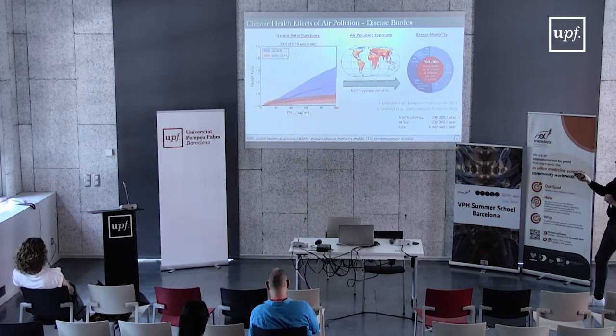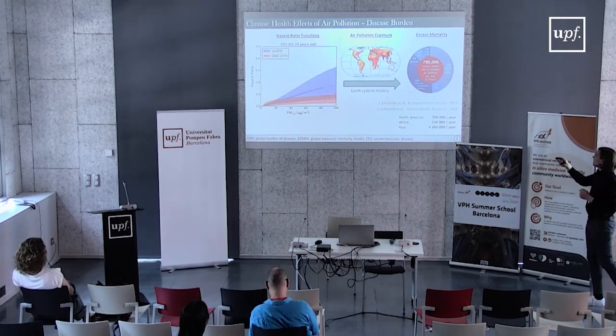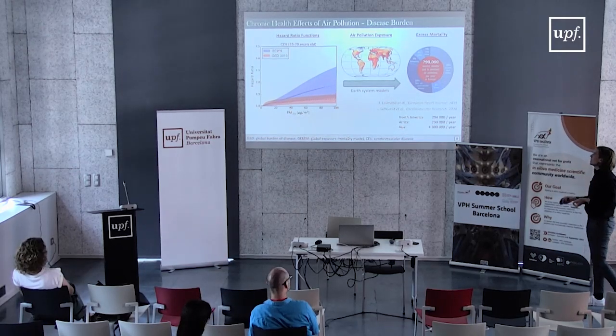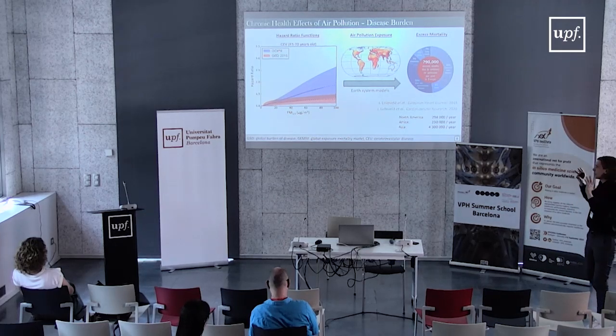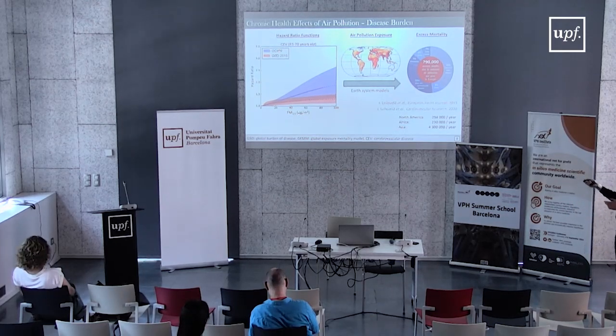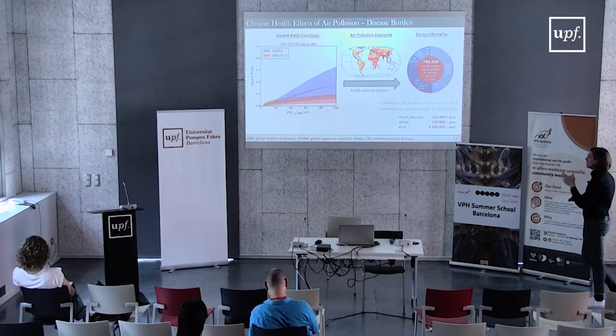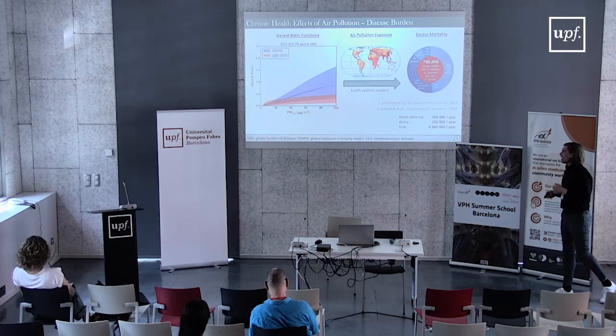Then they look at, okay, where do you live? What's the air pollution exposure in the place you live? We already saw these Earth system models, right? And then you get to these estimates of excess mortality. So this is the methodology that produces these numbers where, oh, maybe in Asia every year 4 million people die from air pollution.